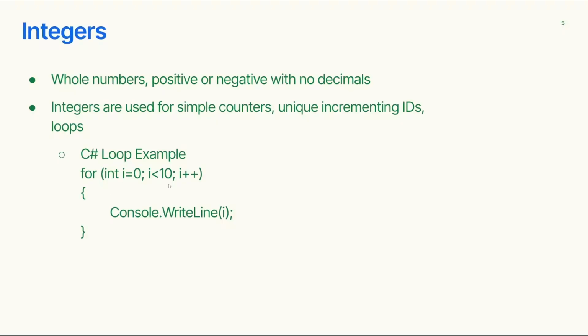And then within the for loop, we just have a Console.WriteLine(i). If you can't guess, the output of this for loop would simply be 0, 1, 2, 3, 4, all the way to 9. It would not do 10 because this does not include 10.